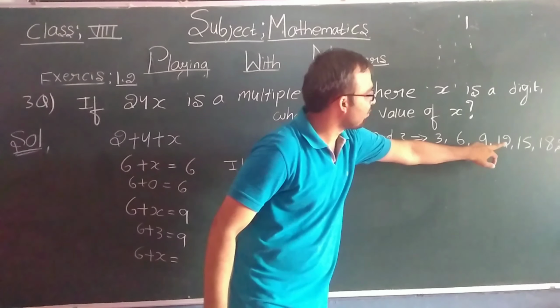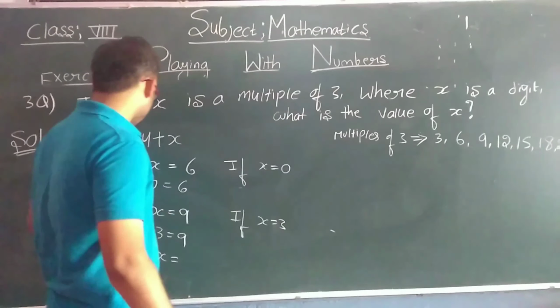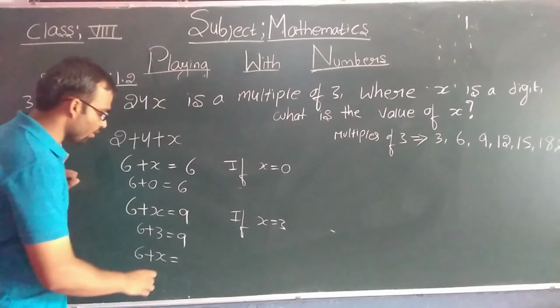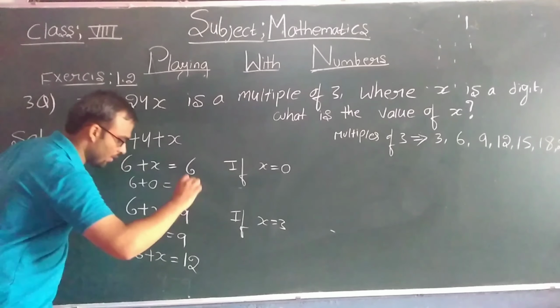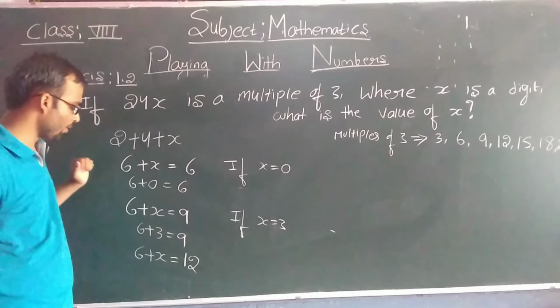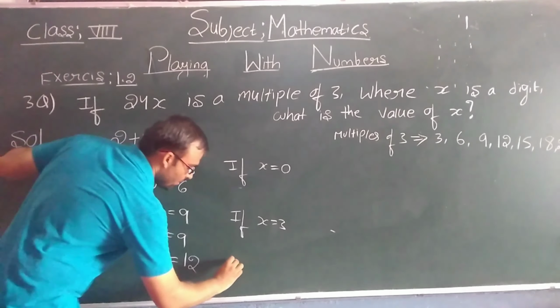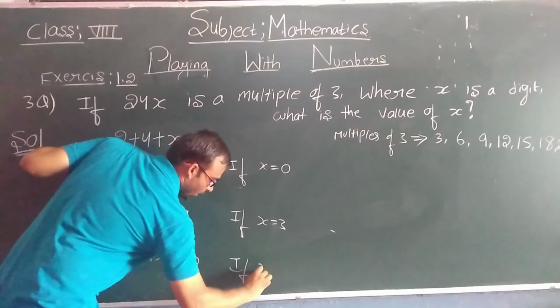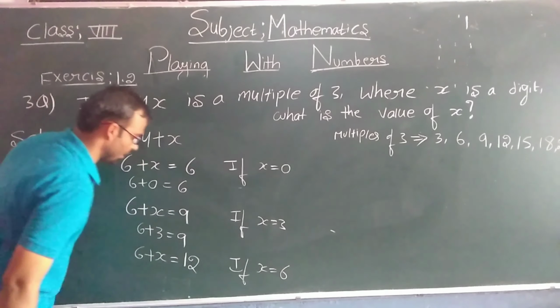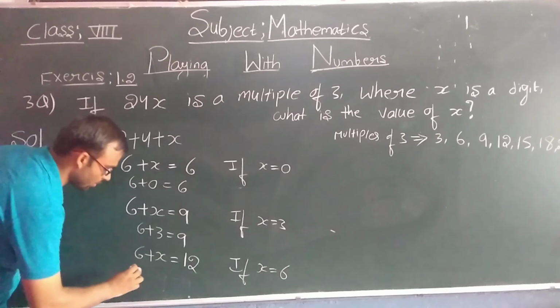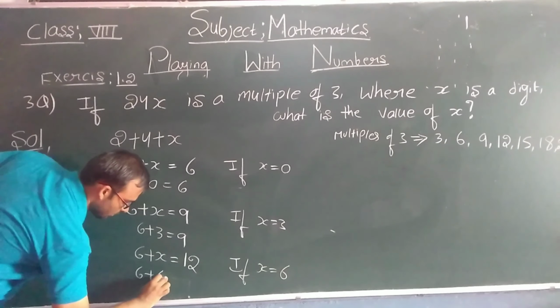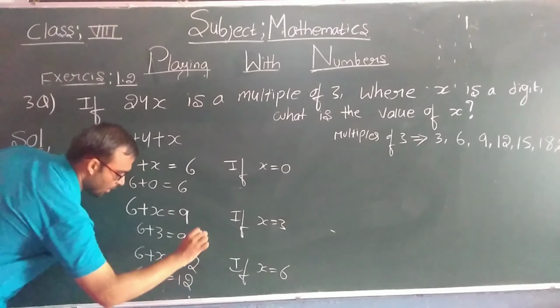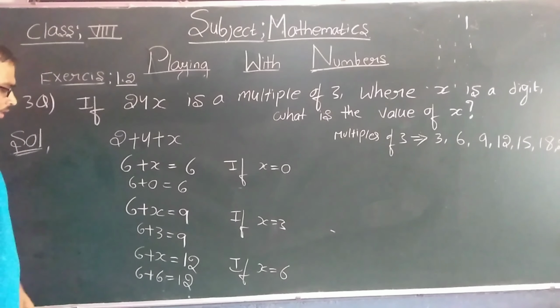Again, this 6 plus x, we look at the other multiple. What is the other multiple? 12. This 6 plus x will be equal to 12 if x is equal to 6. If x is equal to 6, this 6 plus x will be a multiple of 12.